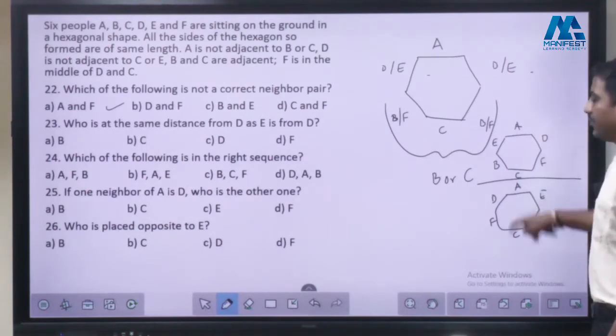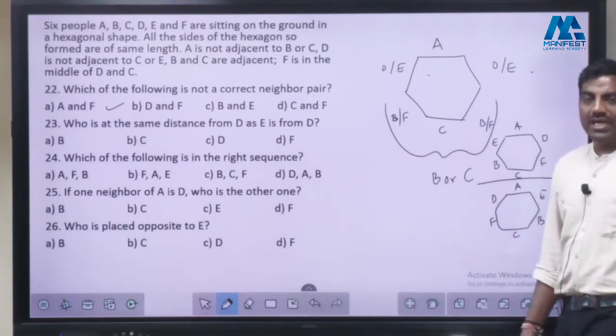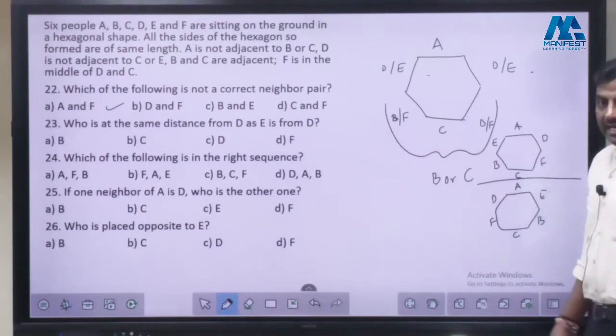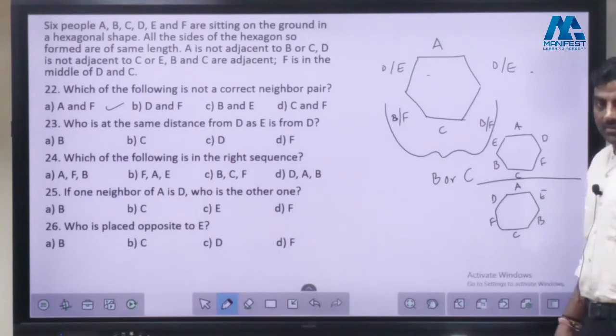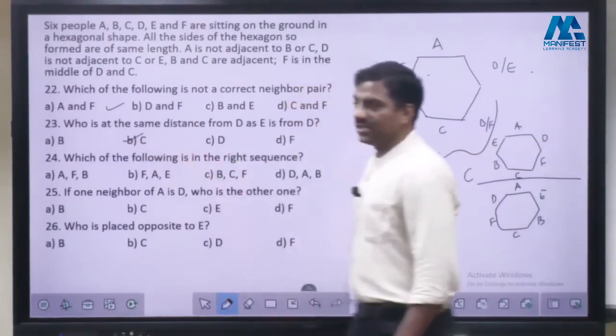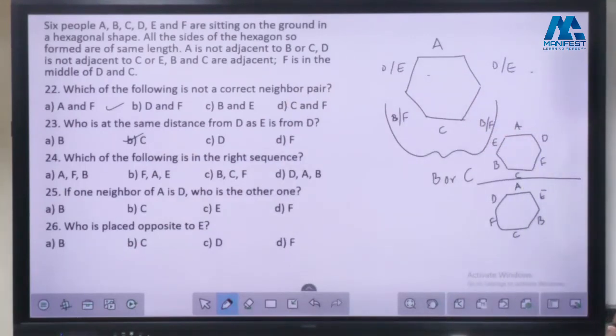Who is at the same distance from D as E is from D? So there is a distance between D and E. Who is the other person who is at the same distance from D? Look at the position of D. Alternate. So another person is C, who is having the similar distance as that of E with D. Yes?